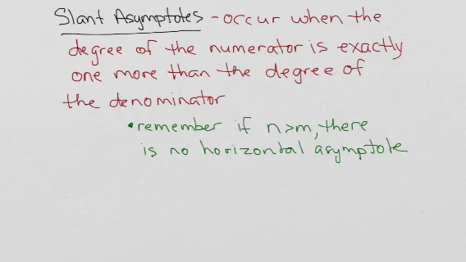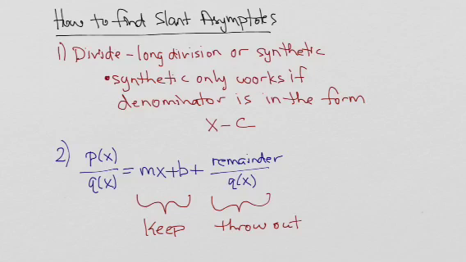Now remember from the other day, if the degree of the numerator is greater than the denominator, then there's no horizontal asymptote. So slant asymptotes don't occur when there's also a horizontal asymptote. They can only occur when there is no horizontal asymptote. And again, they don't occur every time, just if the degree of the numerator is exactly one more than that of the denominator. So how do we find them?